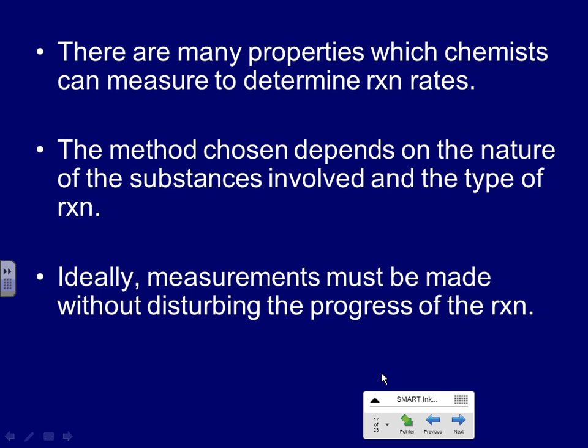Ideally, the measurements must be made without disturbing the progress of the reaction. That is an important concept, but it's not important for you to memorize. But you don't want something that then has an effect on the reaction itself. So it's got to be something that you can observe from afar that doesn't change the rate of reaction itself.